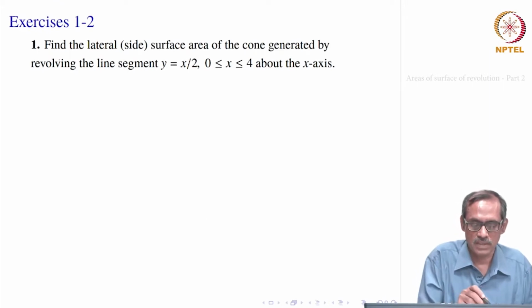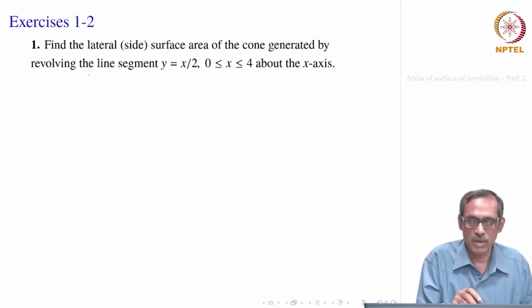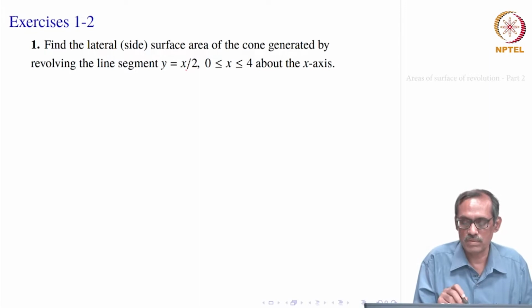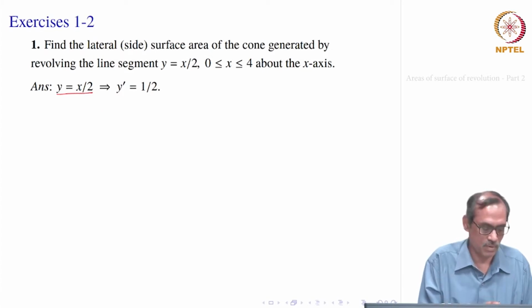So, let us take the first exercise. Here we want to find the lateral surface area of the cone generated by revolving the line segment y equal to x by 2, x varies between 0 and 4, about the x axis. So we need a function y equal to some function of x, it is already given as y equal to x by 2. We differentiate it, we get y prime equal to half.